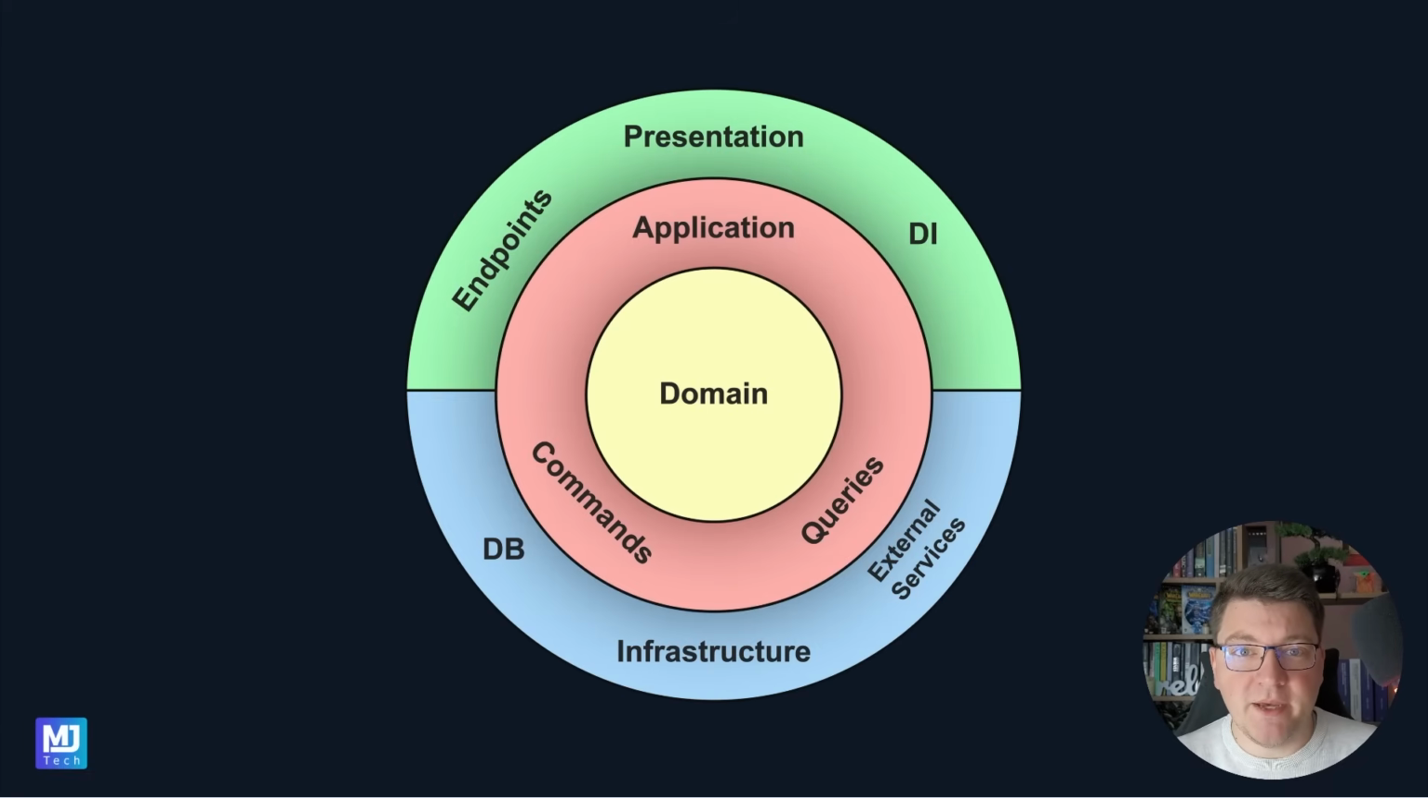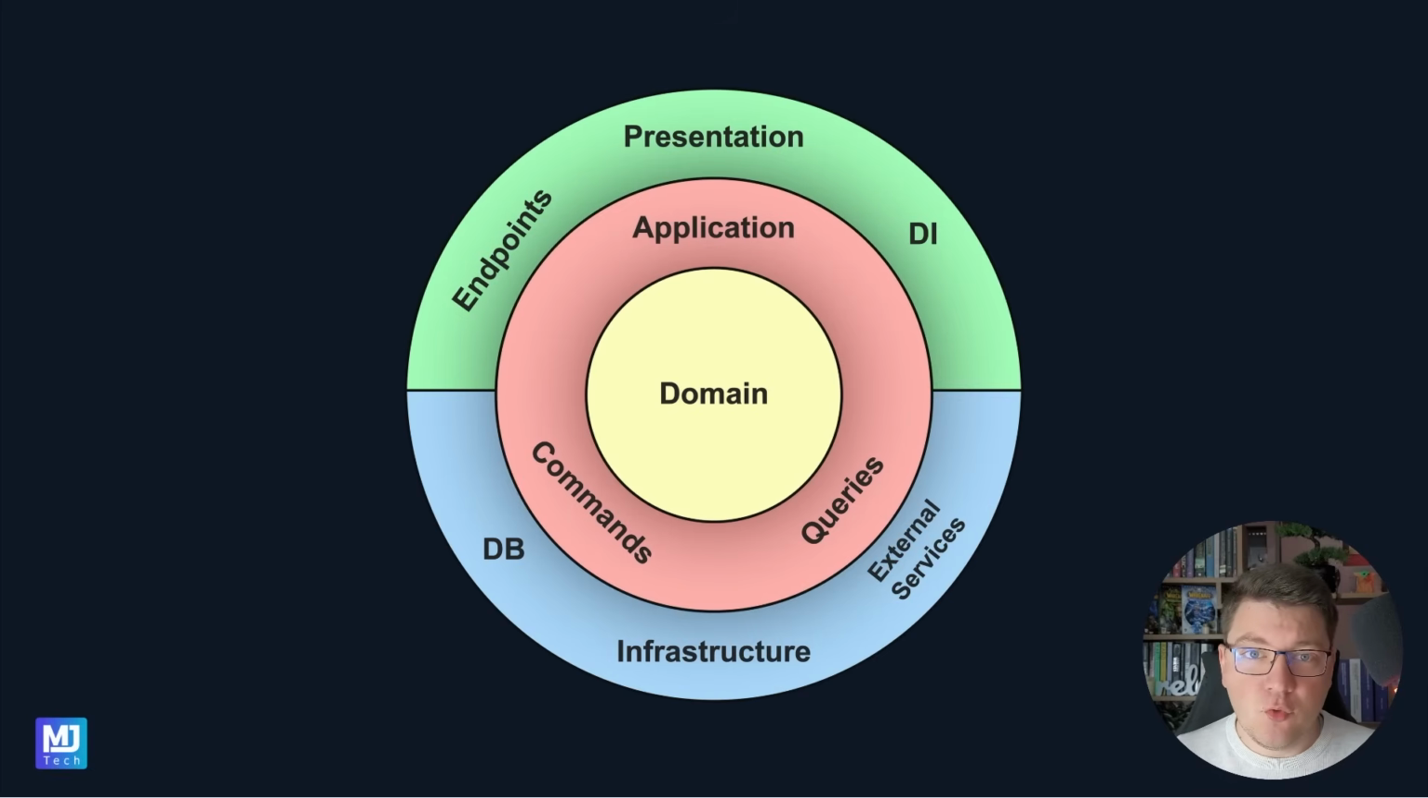Now, this is done to respect the dependency rule, which states that the lower level components, for example, the domain, are not allowed to reference or call out to the higher components. So the domain isn't allowed to directly interact with the infrastructure layer. However, the infrastructure layer is allowed to reference the domain. But what is the benefit of all of this?